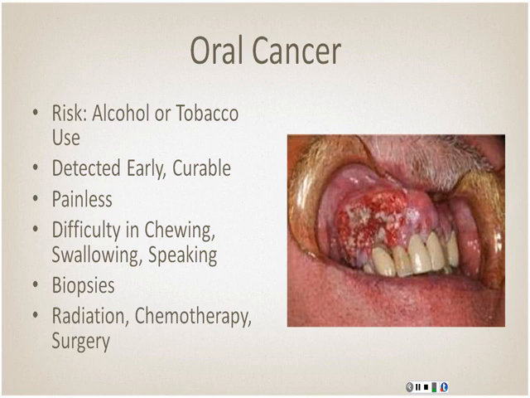For oral cancer, anywhere in the oral cavity or the throat, people who drink alcohol or use tobacco in any form are at an increased risk. If detected early, it is curable. Signs and symptoms include ulcers that may be painless at first but become painful as the cancer progresses. Difficulty with chewing, swallowing, or speaking may also be present.